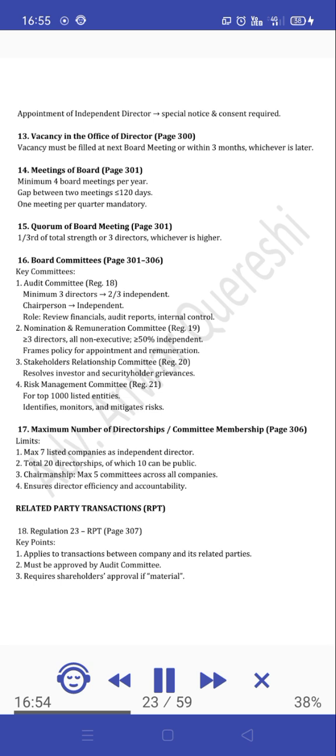14. Meetings of board, page 301. Minimum 4 board meetings per year. Gap between 2 meetings is less than or equal to 120 days. 1 meeting per quarter mandatory. 15. Quorum of board meeting, page 301. 1/3 of total strength or 3 directors, whichever is higher.